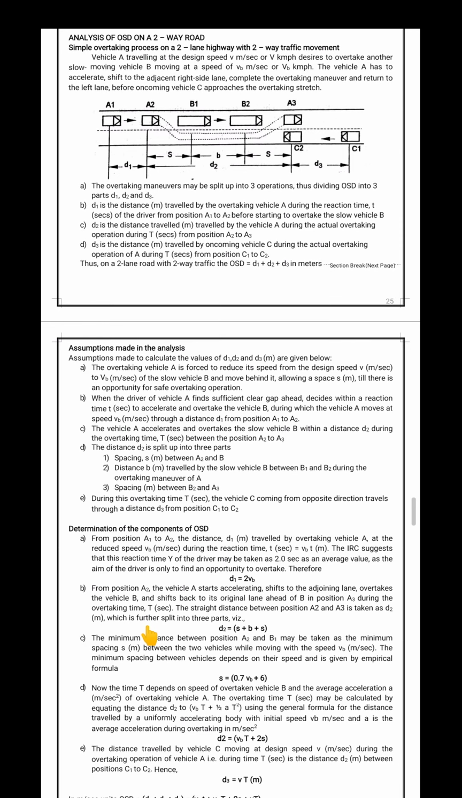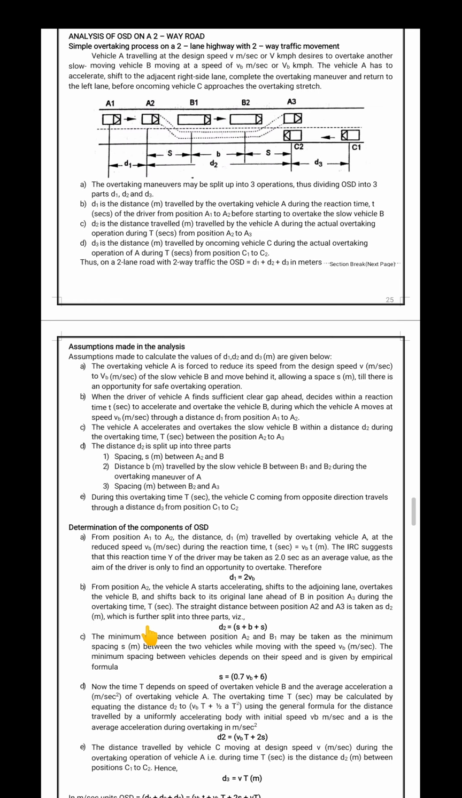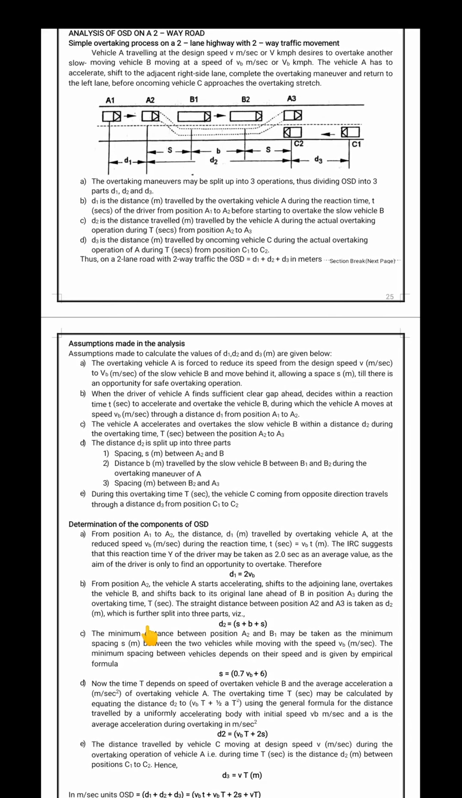Then the spacing between B2 and A3. Whatever D2 we are calculating, it is the overtaking distance, which again splits into S plus b plus S. S is the spacing between vehicle A and vehicle B, and b is the movement of vehicle B with velocity VB during the overtaking operation, that is up to capital T. Vehicle A is moving with velocity v from position A2 to A3, that is small v into capital T. Capital T is the time duration required to move from A2 to A3.